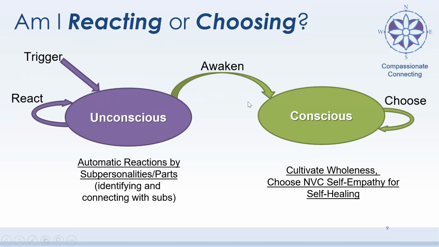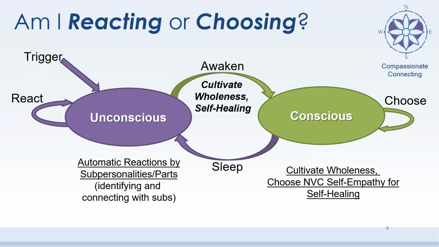And there's a process of awakening. Once we're in the conscious phase, then we can make more choices to serve life, to connect with ourselves and connect with others. And so when we're in the choosing phase, we want to be in a place of cultivating our wholeness and choosing NVC self-empathy. We'll talk about self-healing as well in this series, where we actually have conscious conversations with our parts, with our subpersonalities. And every once in a while, we go back to sleep, and that's just part of the cycle of life. We're not always conscious. The unconscious is actually a universe. It's much bigger than the slice of the psyche that is the conscious mind. So this practice of cultivating wholeness is basically creating this bridge between the unconscious and the conscious world.